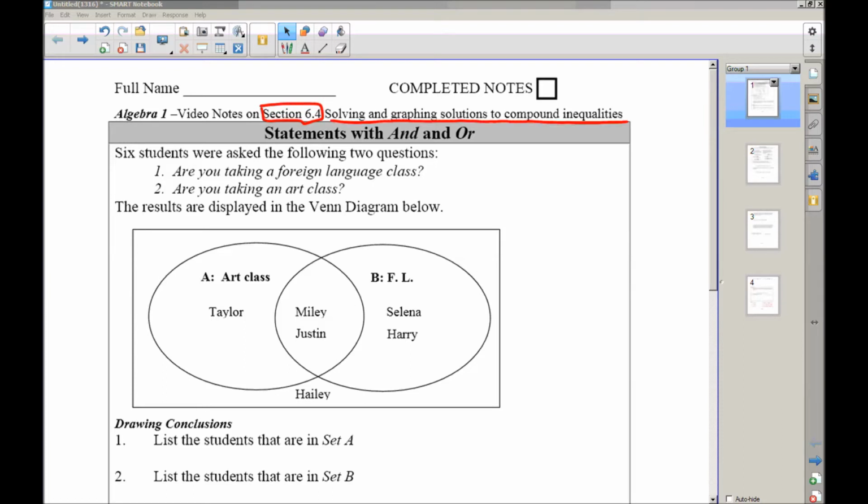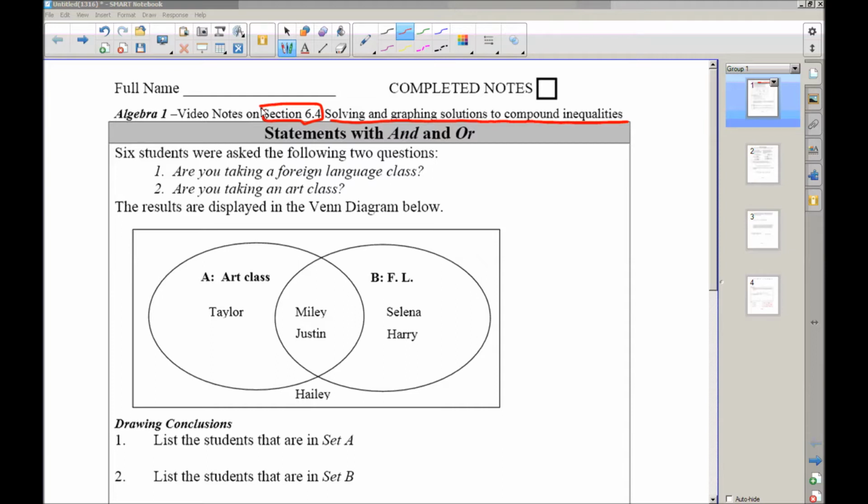Okay, so we start off with a little notes here, no warm-up today. Statements with an and or. So 6 students are asked the following 2 questions. Are you taking a foreign language class? Or are you taking an art class? And the results are displayed in this Venn diagram.